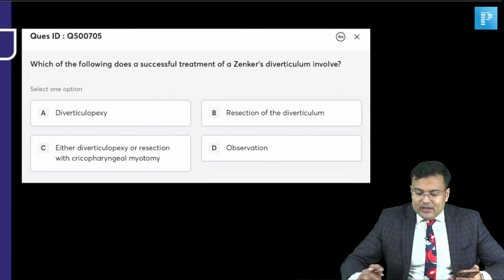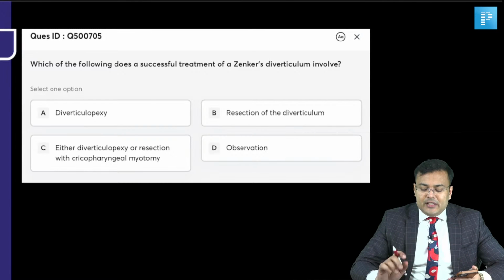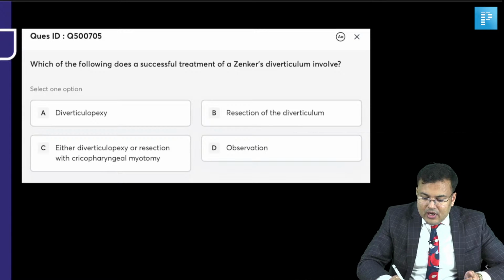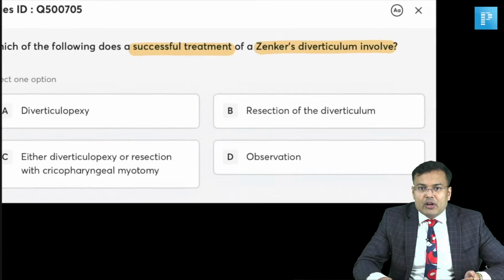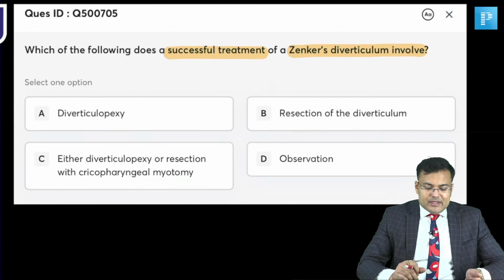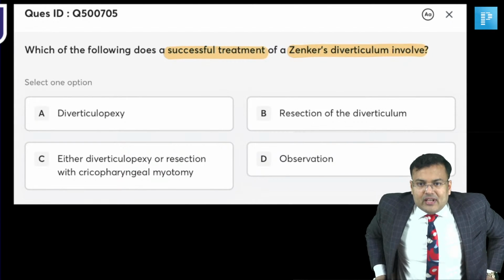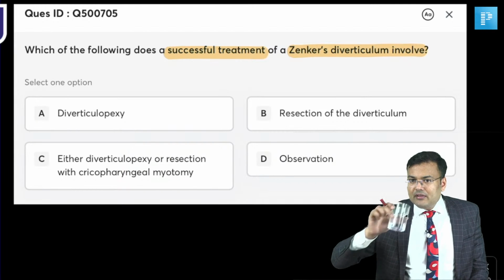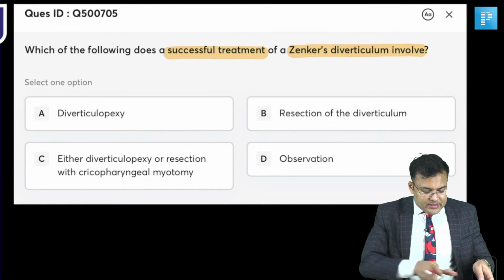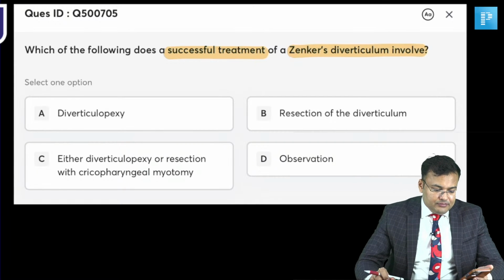Clear? Now guys, very easy question. Can you tell me what's the correct answer? Which of the following does a successful treatment of Zenker's diverticulum involve? Let me see who is going to reply this question correctly. Easy question guys, tell me.